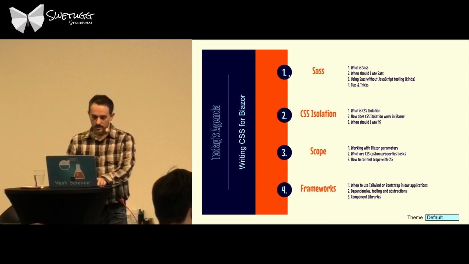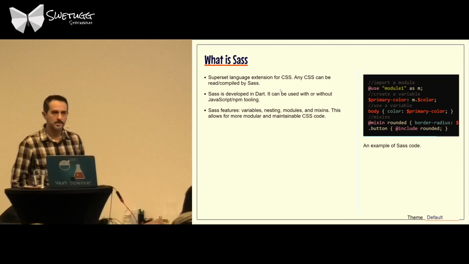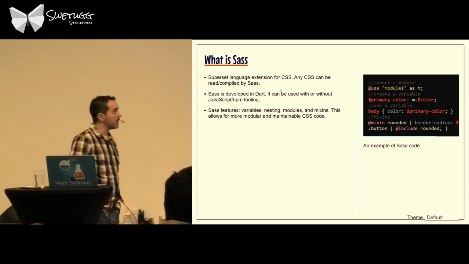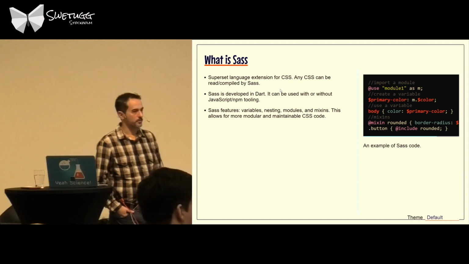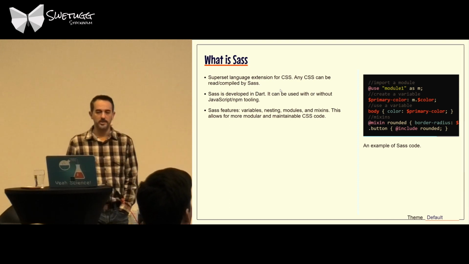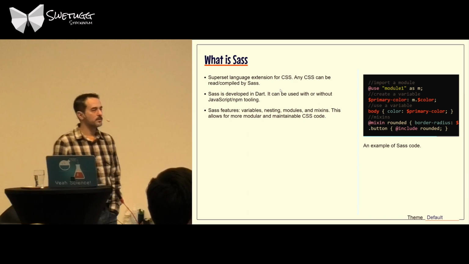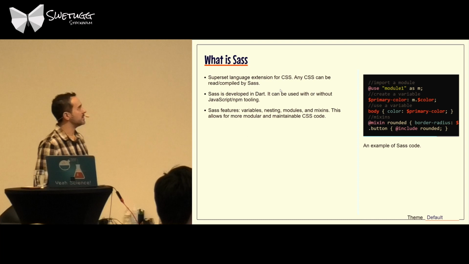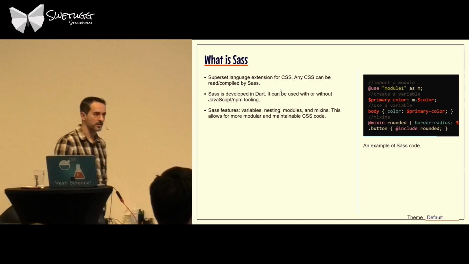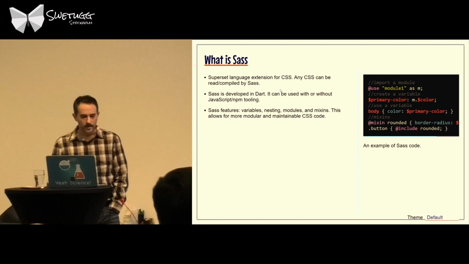So first thing we're going to talk about is Sass. What exactly is Sass? If you've been doing web development in recent history, you might have come across Sass before. If you haven't heard of it, it is a superset language on top of CSS. So any CSS can be compiled and read by Sass, which is nice. Makes it an easy migration path if you decide to move some code there.